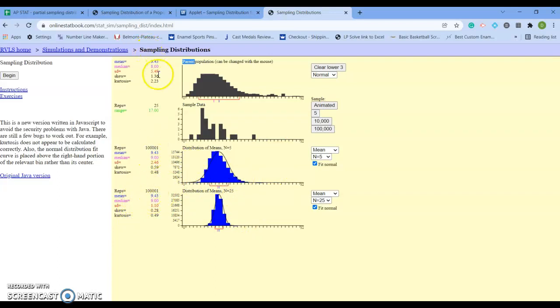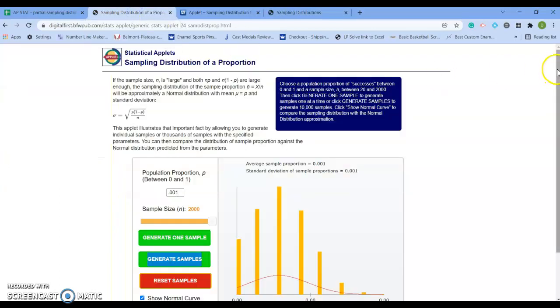the means are the same every time, 9.43 in this case, and the standard deviations decrease as your sample size increases. So if you want to play around and try to prove by example how standard deviation is affected by sample size, you can feel free to do that, and how shape of sampling distribution approaches normality, you can play around with that. There's another one, it's a little bit better applet, another one for proportions.